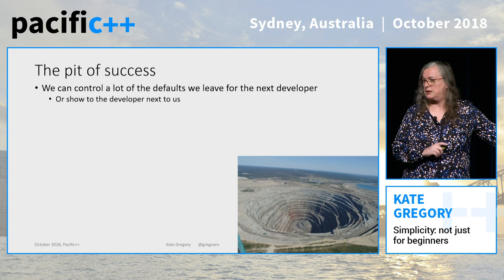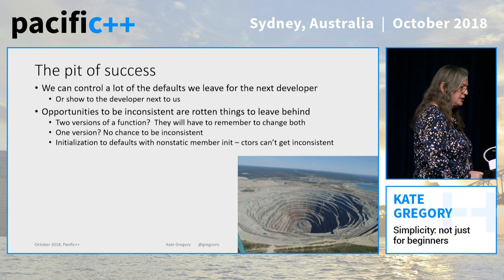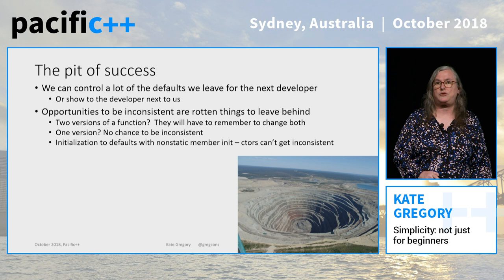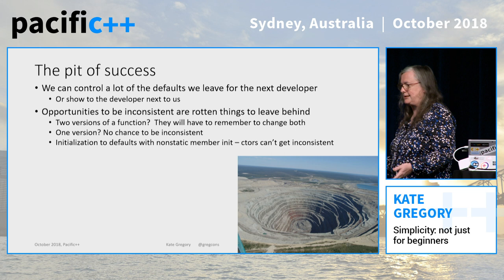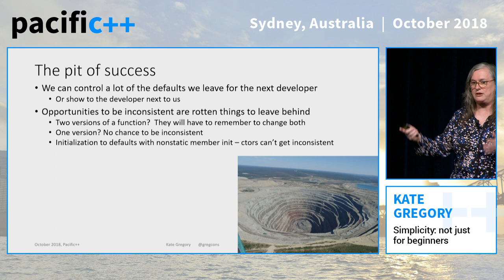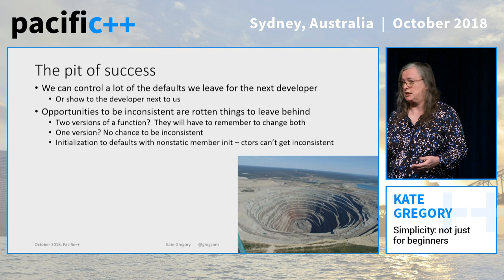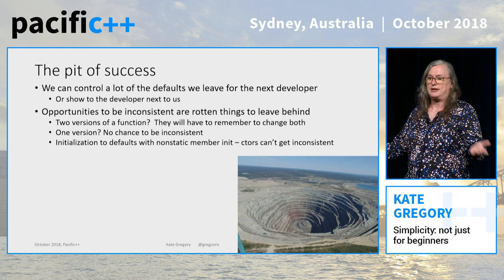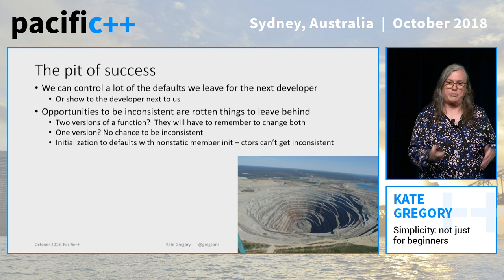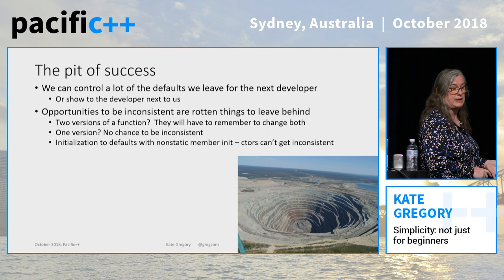So if you set up opportunities to be inconsistent by writing two functions, now someone else has to maintain two functions. If you have 3, 4, 5 constructors in your class and some of the variables are being set to default values, if you set those default values in the constructors, whether it's in their initializer lists or in their bodies, they could get inconsistent. But if you set the default values on those member variables with non-static member initializers, that's only one place. You cannot be inconsistent. When you set that up, the people who come after you may never notice, like, hey, cool, I only had to change one place. But that's what you're doing for them.